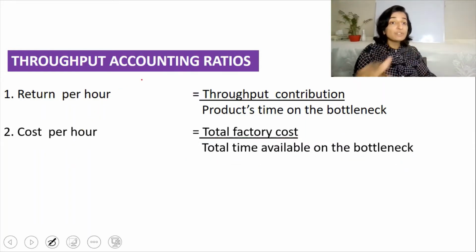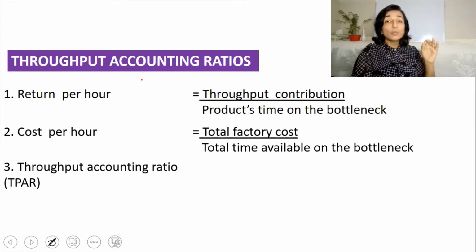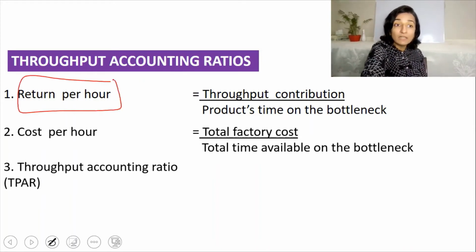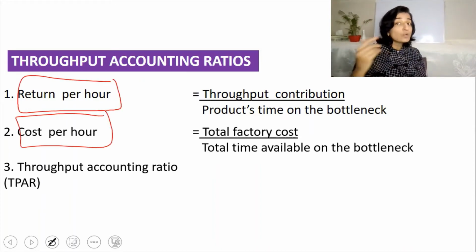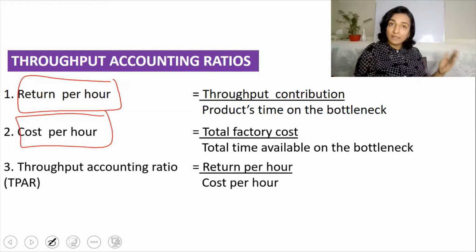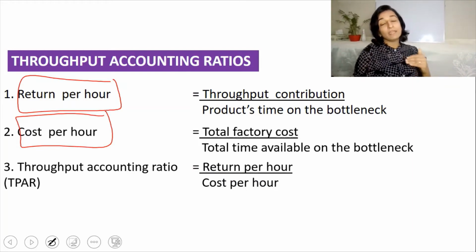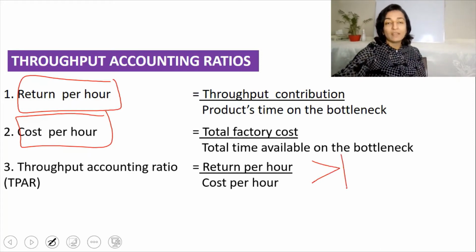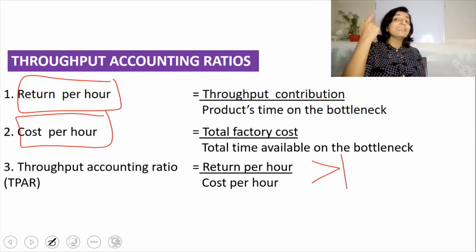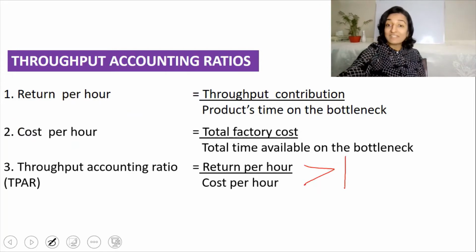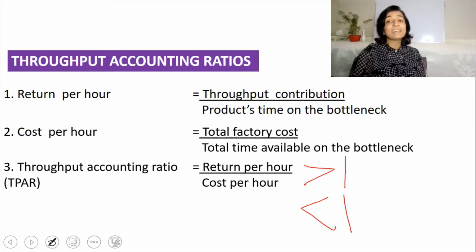Now, the last ratio that you have to learn is the throughput accounting ratio, or the TPAR. Here we compare the return with the cost. So what is the formula? It is the return per hour divided by the cost per hour. If it is greater than 1, it means that the returns exceed the cost. And if it is less than 1, it means that the returns are less than the cost.